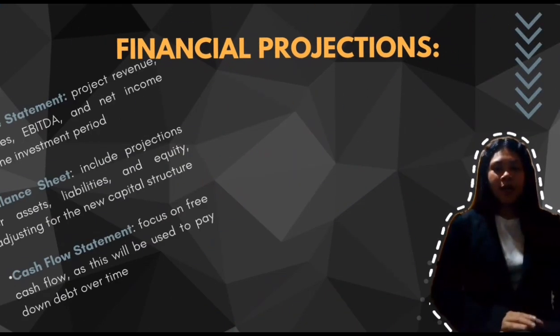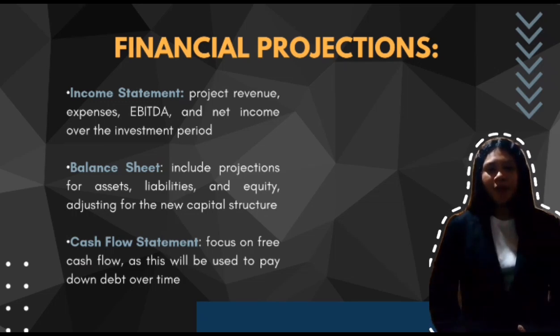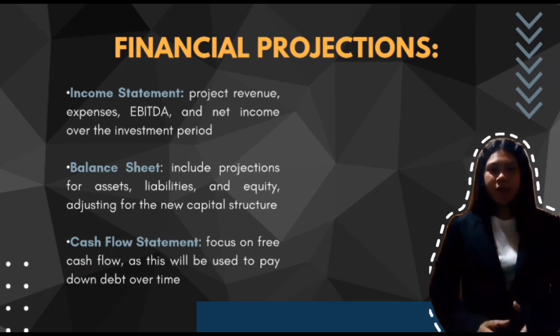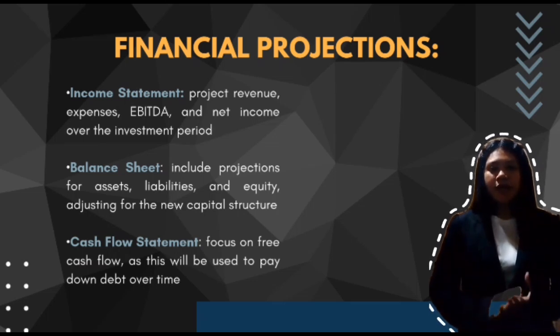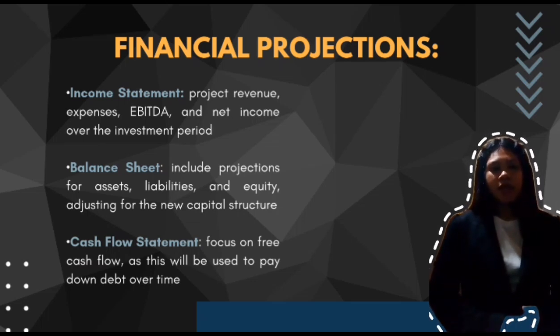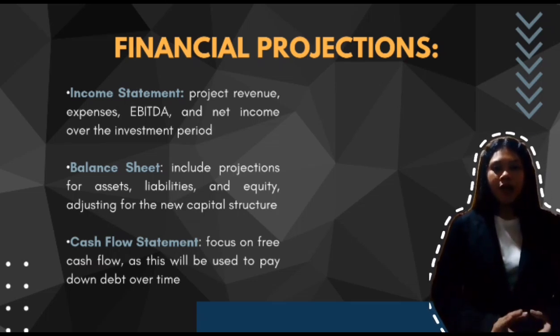So there are three types of financial projections. The first one is the income statement, or profit and loss statement. It shows a company's financial performance over a specific period, for example a quarter or a year. It summarizes revenues, or money earned, and expenses, or money spent, to determine the net income or profit, or net loss. It has four key components.